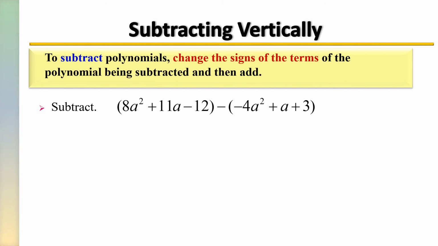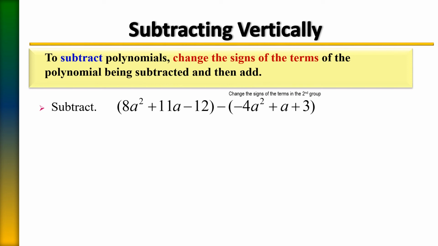Okay, now let's subtract vertically. So we're just going to place that second group underneath the first group. But before we do that, we're going to go ahead and change the sign of that second group. So it's going to wind up becoming 4a squared minus a minus 3. So let's go ahead and write them.